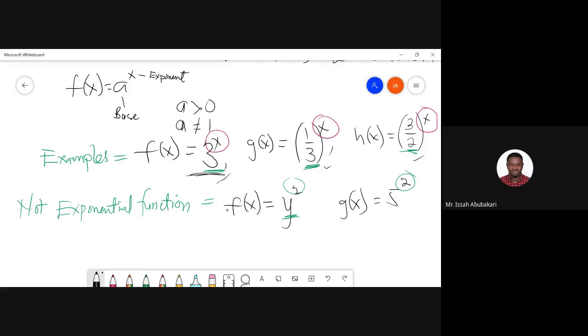And the last one that I want us to also talk about is when you have, let's say, the base to be negative. So let's say f of x equal to minus 2 exponent 2. In this case, this one also does not qualify to be called an exponential function. Please, is that okay?